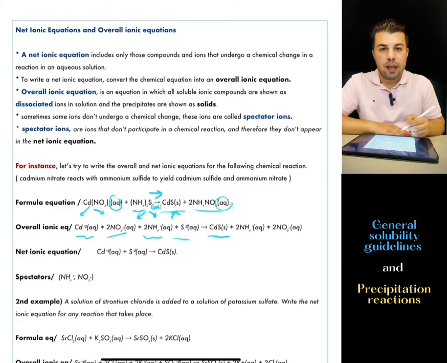How about the second compound, ammonium nitrate? According to rule number 1 and 2 also, this compound is soluble.